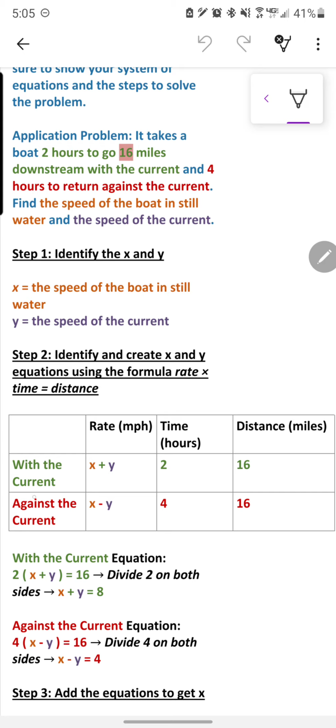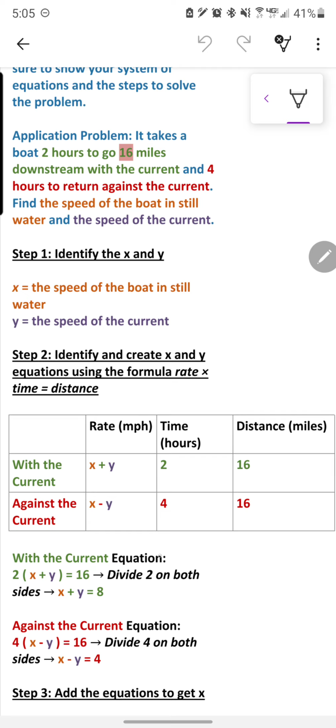Alright, so let's go and explain the against the current. The word against is a negative. It gives a negative for the rate. So rate is going to be x minus y. And then the time is going to be 4 hours, as you can see right over here, it says 4 hours to return against the current. And we still have the 16.